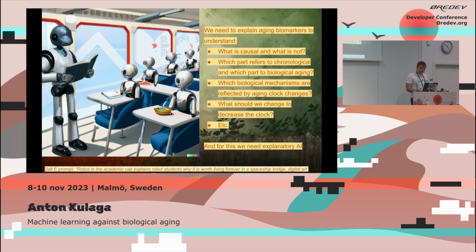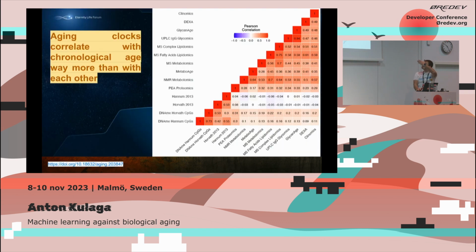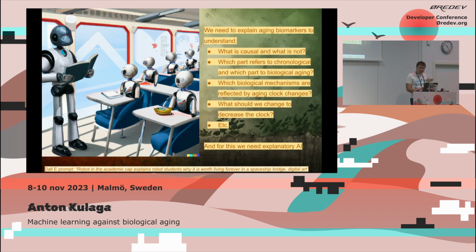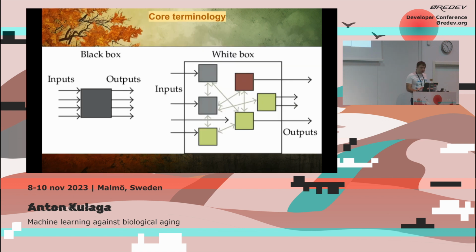And this is what we know about the clocks. And as I showed you here, they explain different aspects. And when you want to change your lifestyle, you need some explainability. What should I change to get better? And for this, we actually use explainable machine learning.